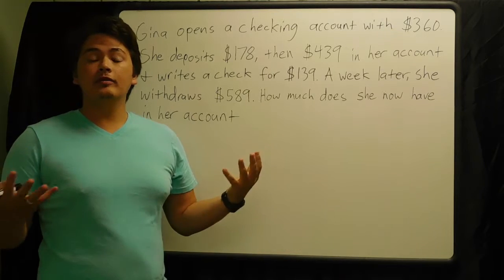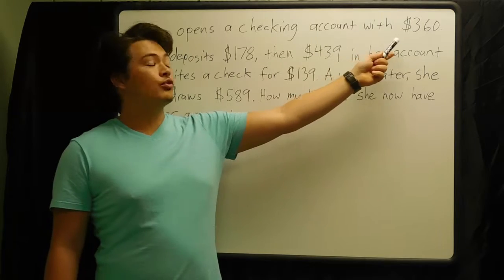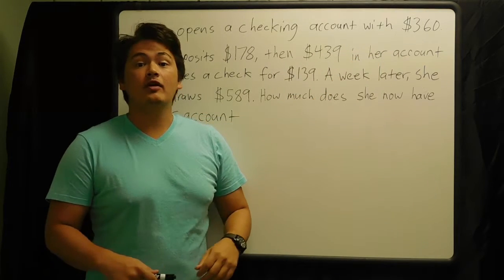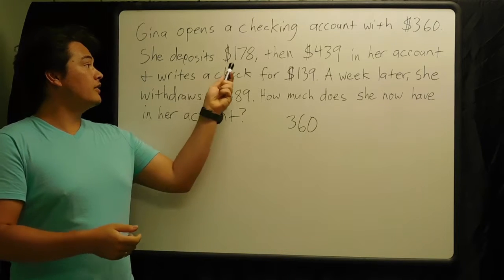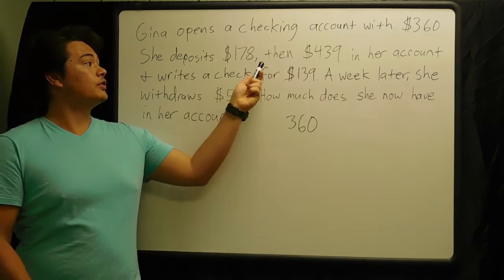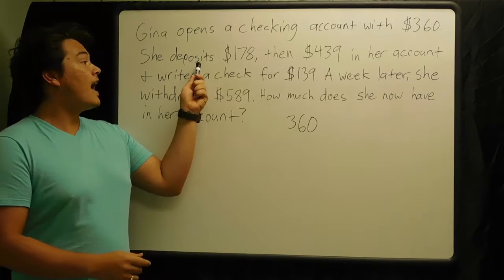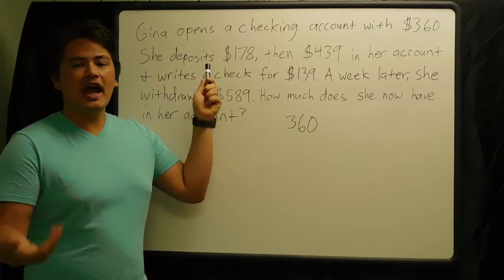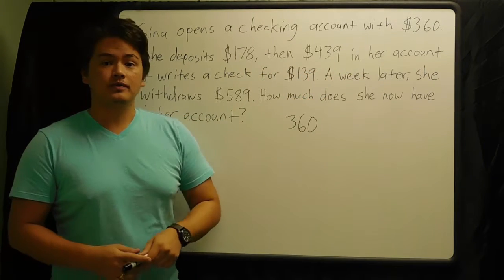So let's start with the beginning of this problem, which is she opens a checking account with $360. That's how much she has to begin with. She then deposits $178 and then $439. So she adds this amount and this amount to her account.